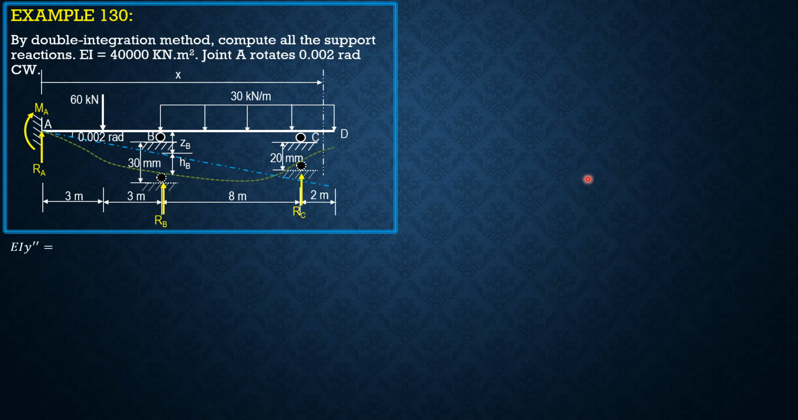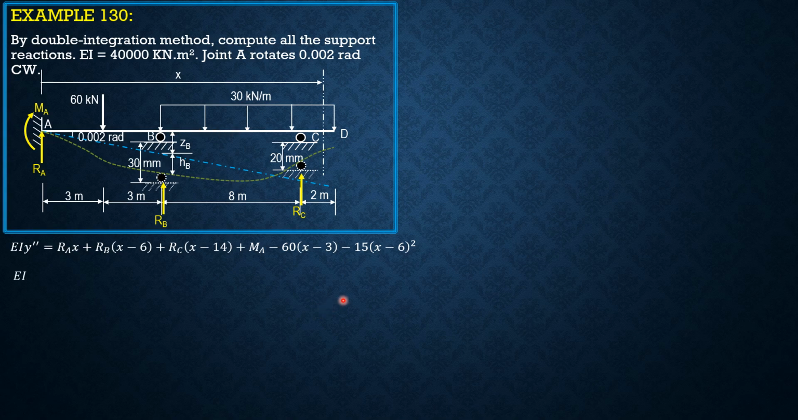So EIY double prime is equal to RA times X plus RB times quantity X minus 6 plus R sub C quantity X minus 14 plus MA minus 60 times X minus 3 minus 30 times X minus 6 times X minus 6 over 2. So that's why you have 15 times quantity X minus 6 squared. Also, MA is not multiplied by X minus something because it is at the origin, raised to 0. So you can write it that way if the couple is acting at the origin, not at any other point.